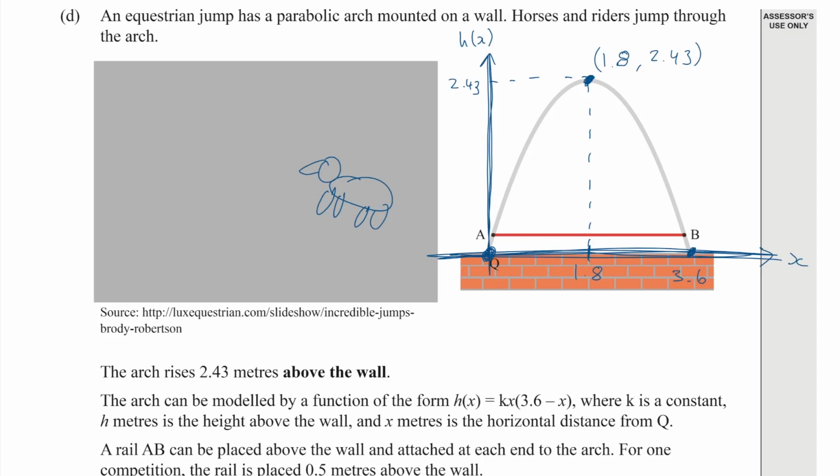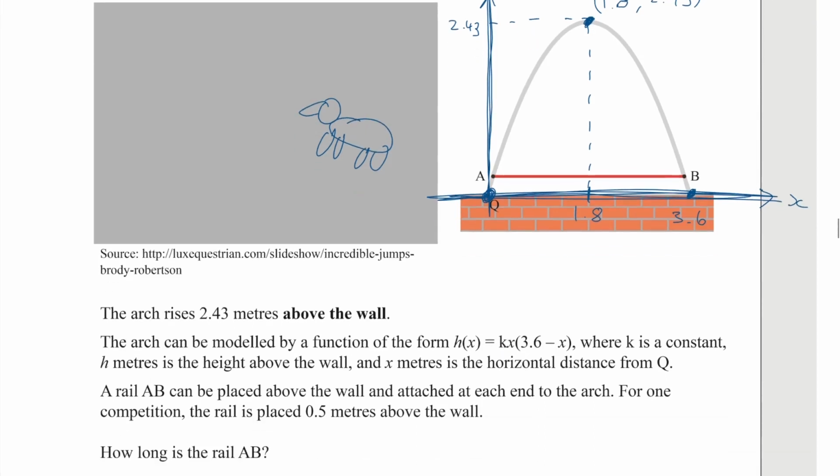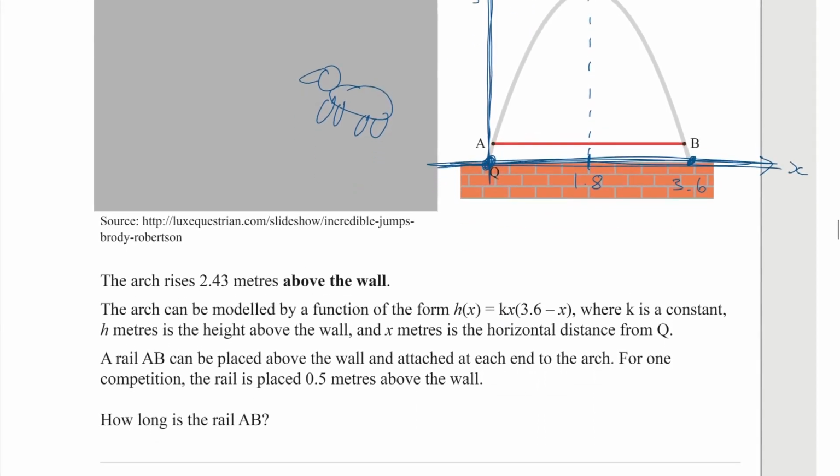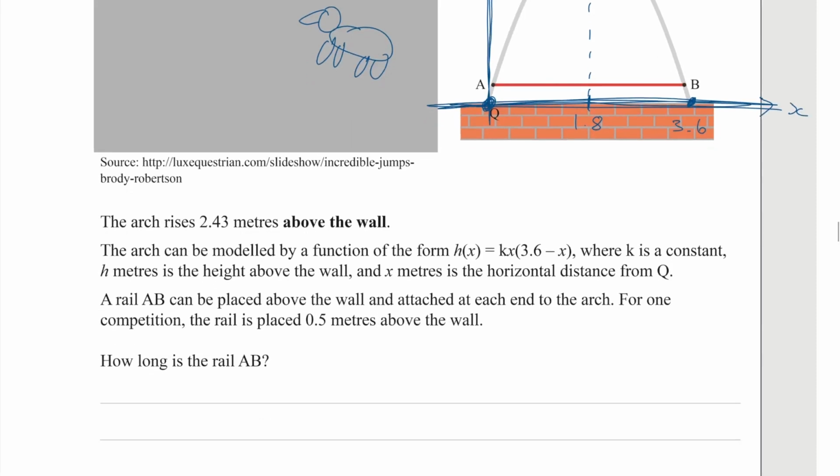So whenever we have a model, in this case we don't actually know what k is, try to look for a point. Because if we can find a point on the graph, in this case the turning point, we can then substitute in the x and the h of x value and solve for k. So that's what we'll do first, but let's finish reading the question. After we do that, we'll have a model for the height, and then the question we're looking for is how long is this rail AB? Once we have the model, that will be a simple step right after. So let's finish finding this model.